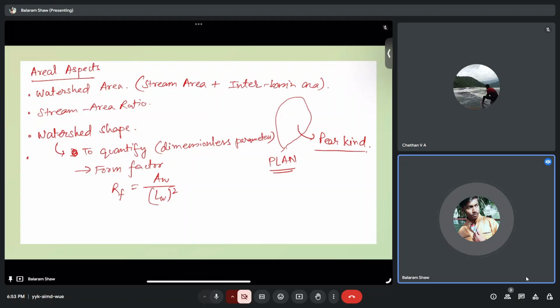Okay, so AW is the watershed area and LW is the watershed length. Like that we have shape factor. Shape factor is just the inverse of this form factor. We write that as LW square by AW. Then we have elongation ratio.